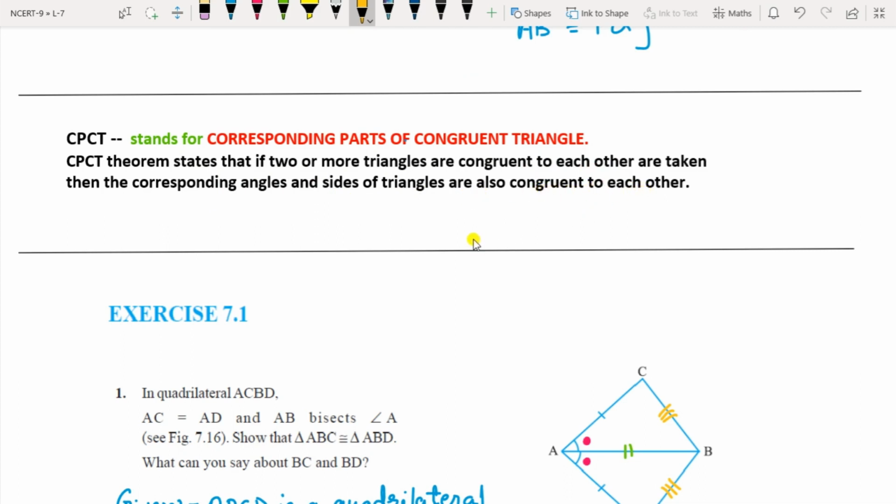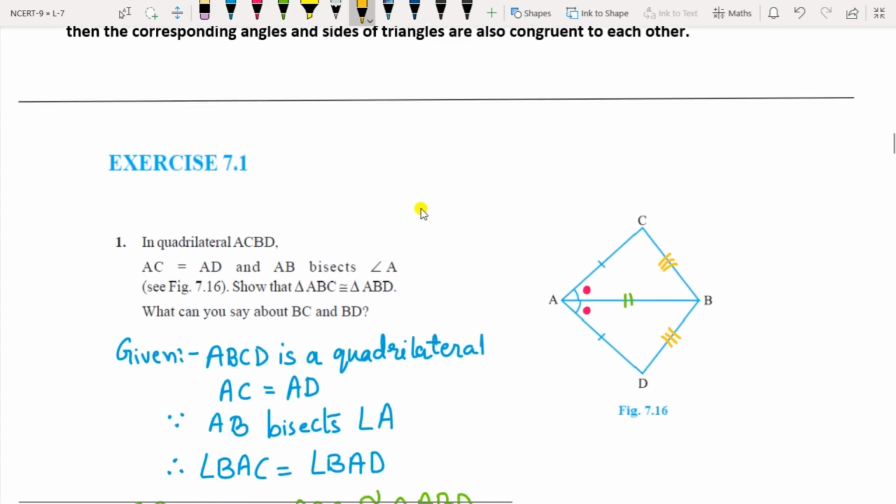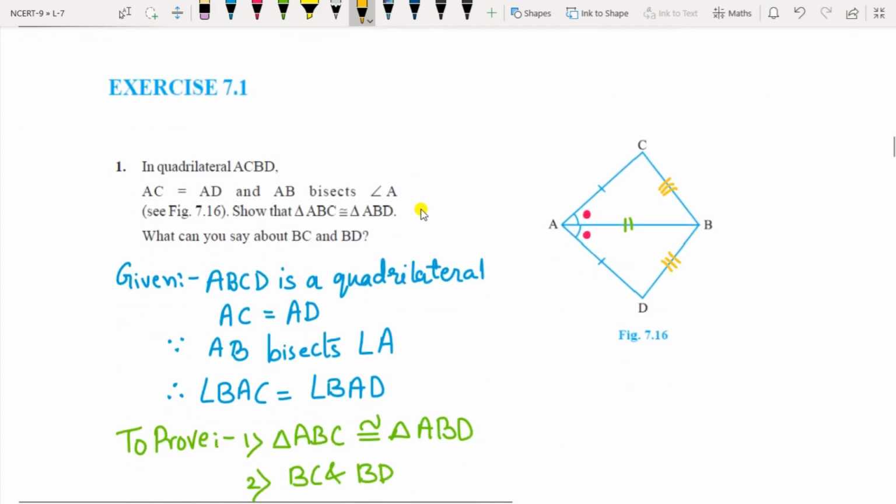Okay. So to prove a triangle to be congruent, we need to prove only three things to be equal, and the rest of the three things get automatically equal to each other. That is called congruency. Let us start with exercise 7.1. In 7.1, first question, this is the figure given in the textbook.